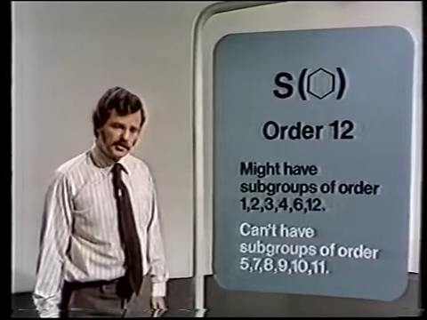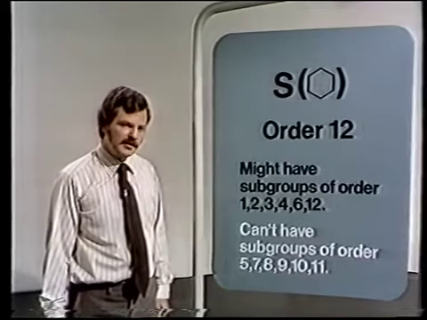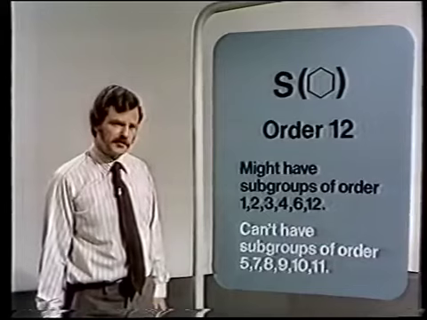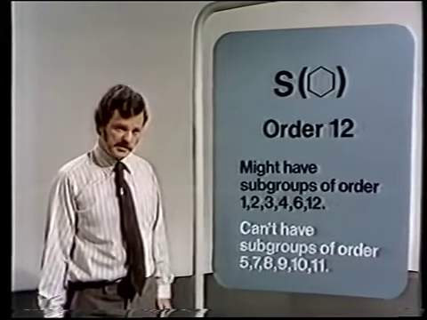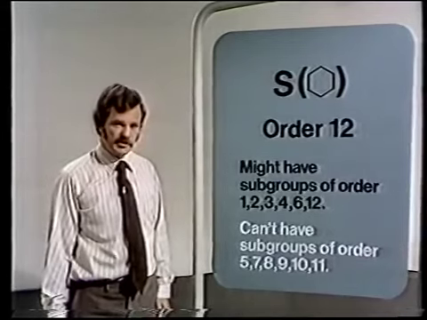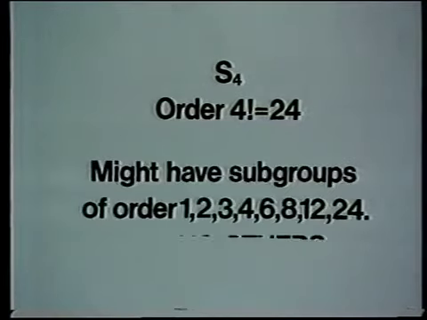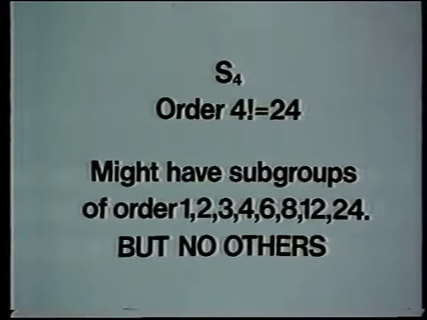Let's suppose that we're given a group of order 24. Well, in fact, there are quite a lot of groups of order 24, a lot of different ones. You've met one already in the course, the one we call S4, the group of all permutations of 4 symbols. It has order factorial 4, 24. Now, Lagrange's theorem tells us straight away that it might have subgroups of orders 1, 2, 3, 4, 6, 8, 12 and 24, but no others.